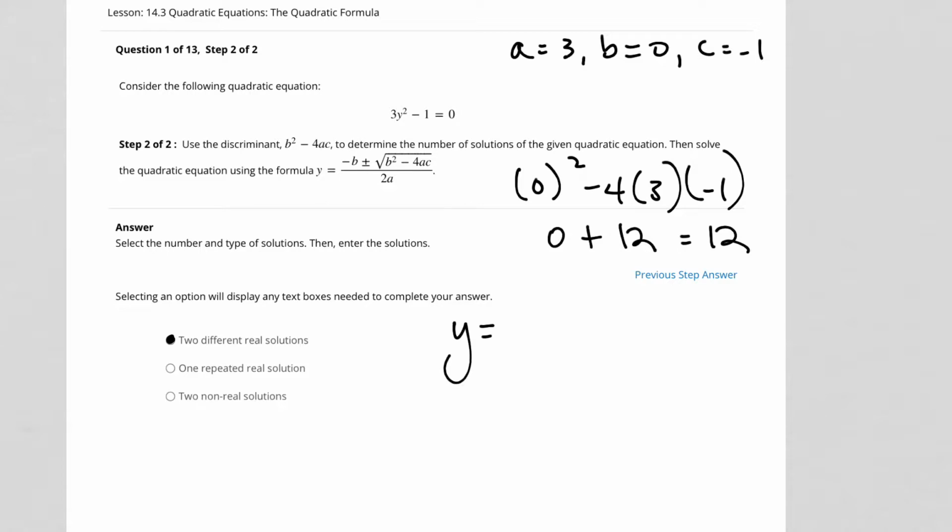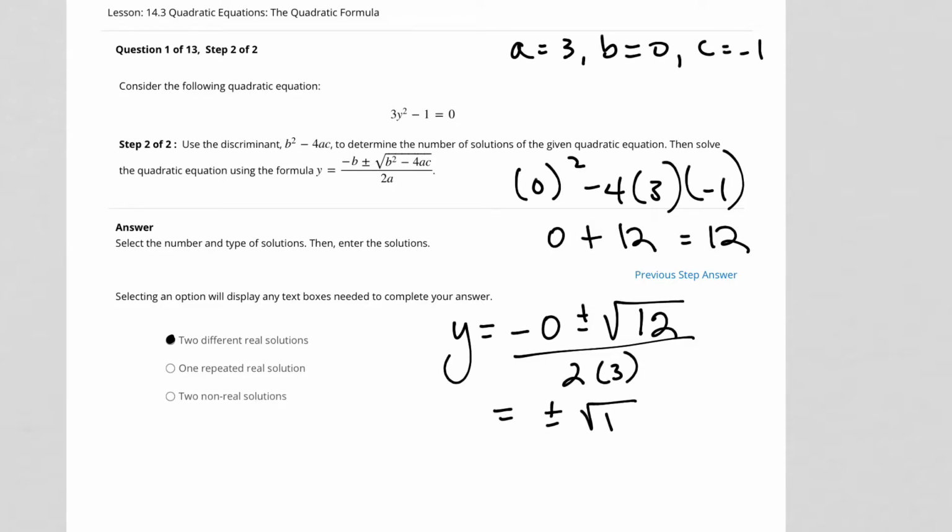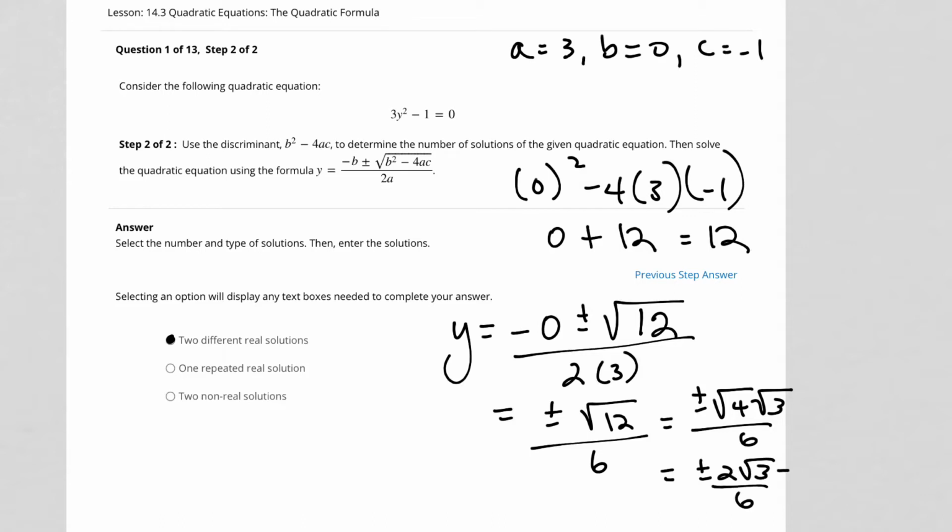Y equals the opposite of 0 plus or minus. We already figured out what's inside of the square root, so we just put square root of 12 over 2 times 3, which is plus or minus the square root of 12 over 6. That breaks down into plus or minus square root 4, square root 3 over 6, which is plus or minus 2 square root of 3 over 6, which is plus or minus the square root of 3 over 3. Those are our solutions, plus or minus square root of 3 over 3.